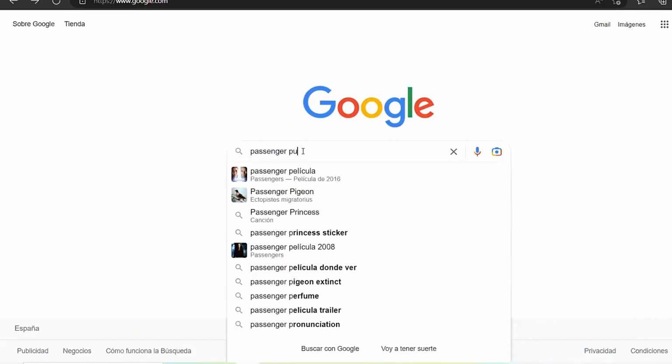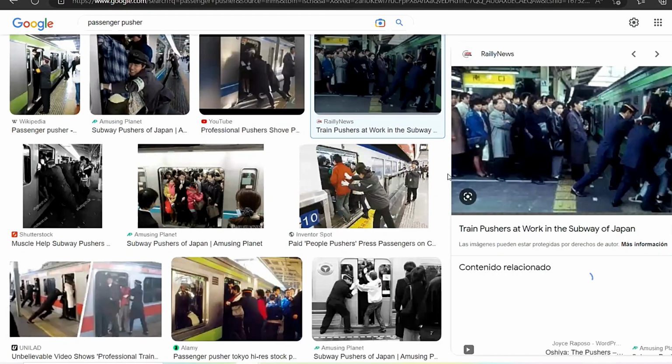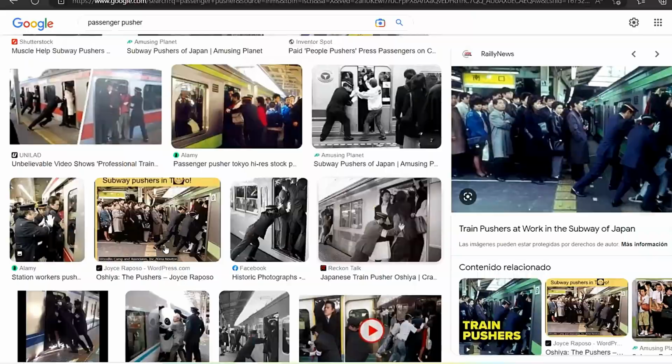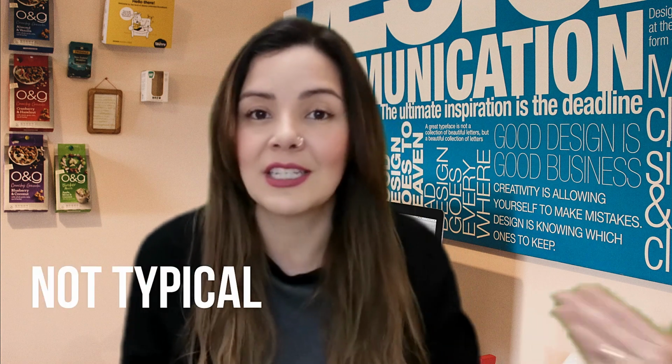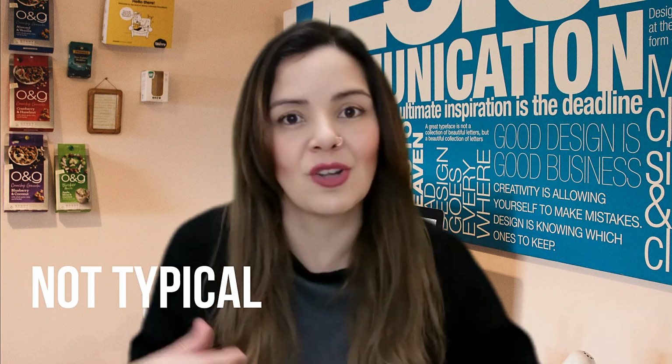Maybe a passenger pusher, so if they're from Asia, maybe they know what it's about because, in Japan, that's a common thing. Or you can be, what was the name? A bicycle fisher, that's very common in Holland. So it depends on where your student is, these professions are not going to be so unusual, but a nice thing is always to find something that is not the typical one. It's not an architect, it's not a teacher.